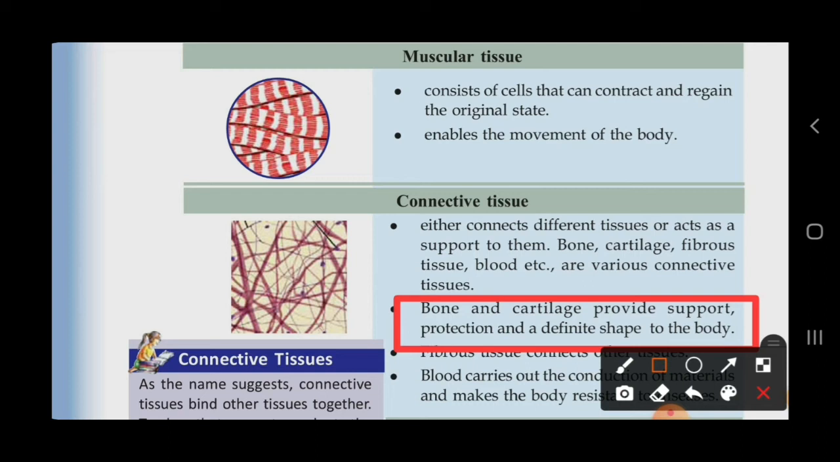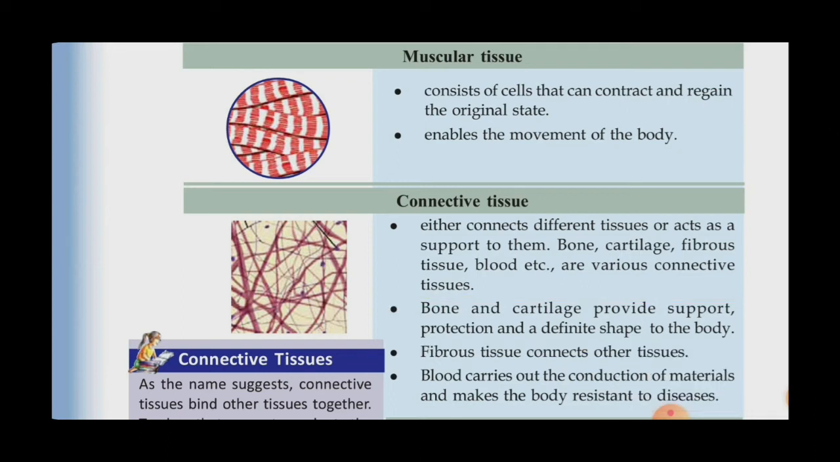Then protection. Look, if we are hitting on the head of a person, or on our head, does anything happen to our brain? Or if you are beating on the chest, if anything is happening to your heart, lungs? Nothing, because it is protected by bone. So, protection is given. Then definite shape. Imagine a situation that there is no bone in your body. Then what will be your shape? You will be shapeless. So, shape is there with the help of bone and cartilage.